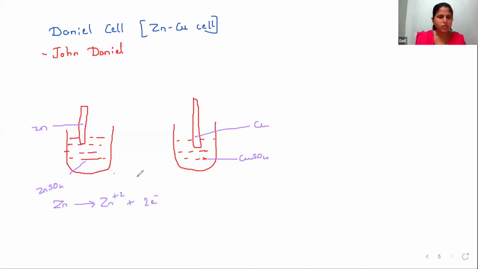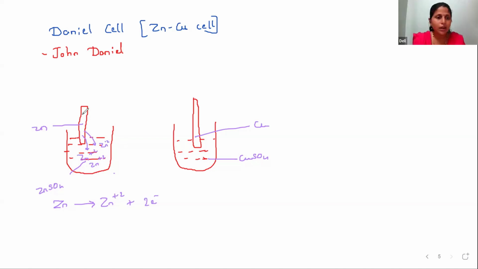Understanding? So let's concentrate on this part only. So zinc being more reactive will lose 2 electrons and form Zn+2 ion and become stable there. And this Zn+2 ion from the zinc rod will come into the solution. So Zn+2 ions get into the solution. Already there are Zn+2 ions in ZnSO4, but these Zn+2 ions are coming from where? They are coming from the zinc rod.